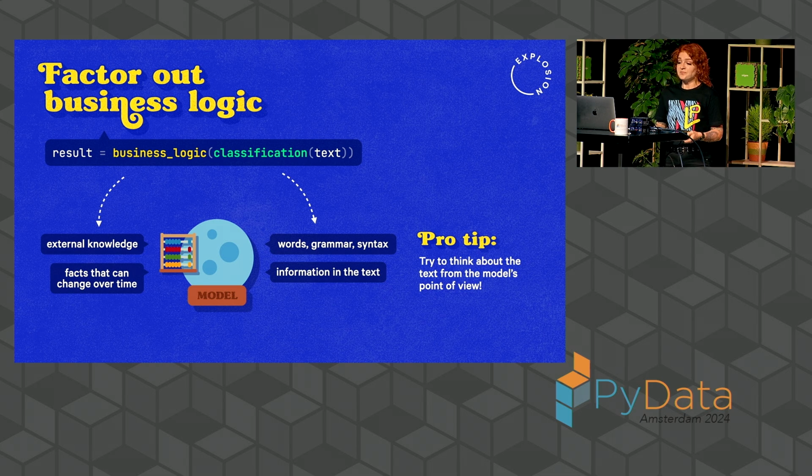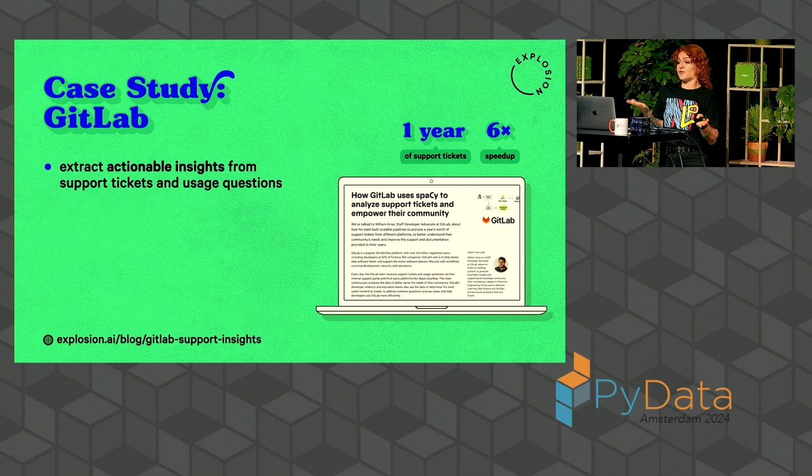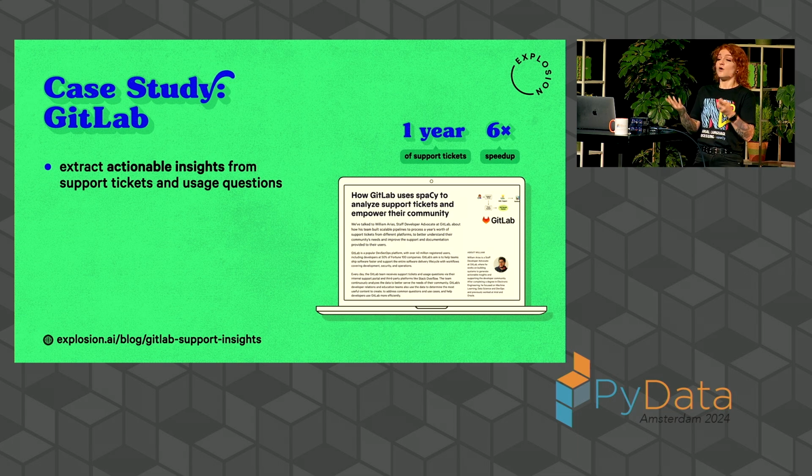So also, to give you another example of a project that actually did this, this is another case study we did quite recently with GitLab that you're probably familiar with. And what they want to do is extract actionable insights from support tickets and usage questions that they get. And as you can imagine, there's a lot of content online. They want to improve their documentation. They want to help their support engineers, better support the community. And for that, they analyzed 1 year of support tickets.